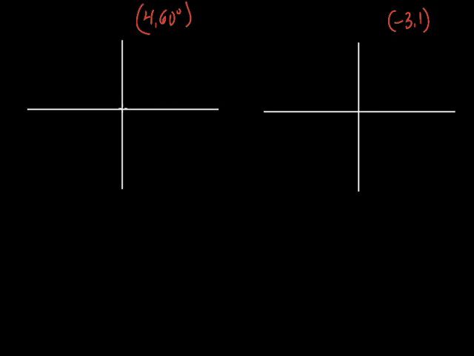So 4 at 60 degrees. I kind of like to make it look like 60 degrees. It doesn't have to be exact, but there's 60 degrees right there. That is 60 degrees, and the length of that line is 4. And I have to put it in rectangular form, which is basically just finding the components of that vector, right? We did this all last week.